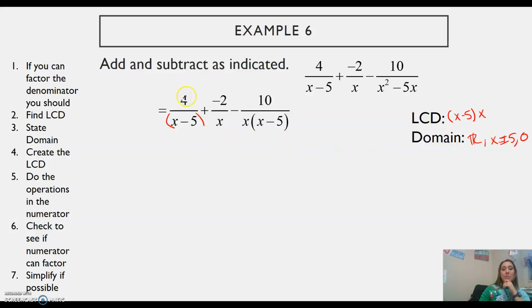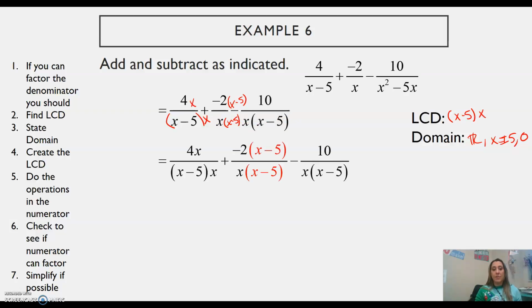Okay, so now I need to multiply the top and the bottom by whatever's missing. So I already have an x minus 5. But to get this least common denominator, I need to multiply this by x over x. This one already has the x, but it's missing the x minus 5, so x minus 5 over x minus 5. And then this one already has the common denominator, so I don't have to do anything with it. So then I end up with this. This is the same thing, but without scribble, so you can read it a little bit better.